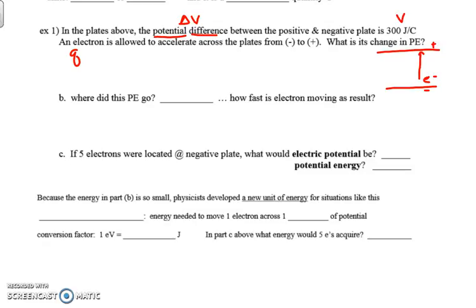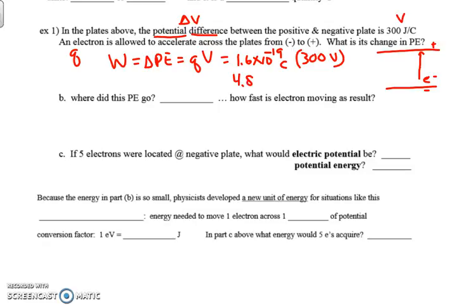Okay, so if you understand the terms and the variables, this is a very easy equation to solve. We have V, we have Q, I'm looking for an energy, so our equation is simply W, or change in potential energy, they're the same thing, equals Q times the voltage. So our Q, let's make sure we get that right, 1.6 times 10 to the negative 19th coulombs, multiplied by the voltage, 300 volts. Multiply that out, and we get 4.8 times 10 to the negative 17th. So it's a tiny value.